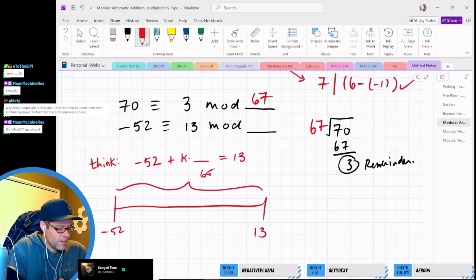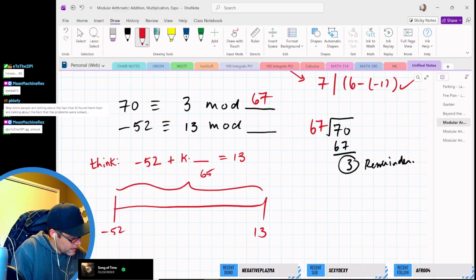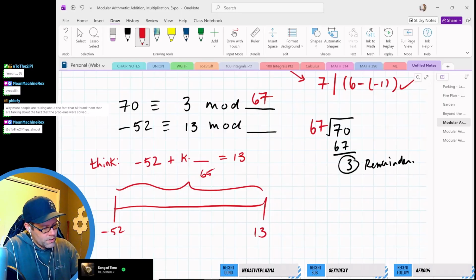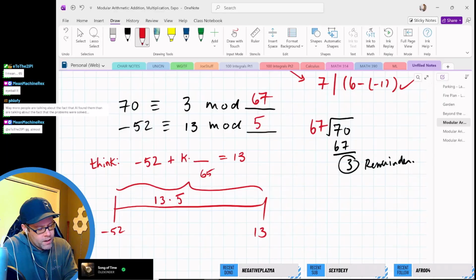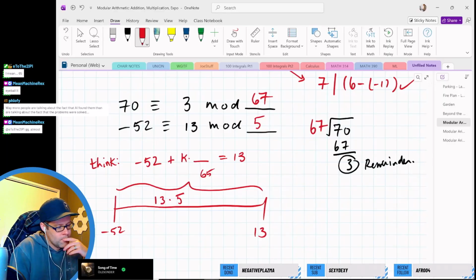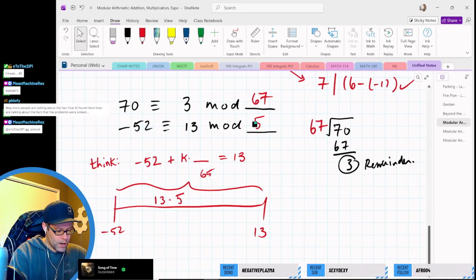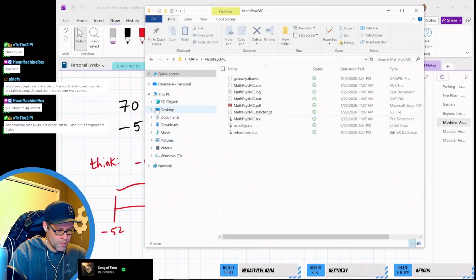Uh, 65 is divisible by 5. Is it divisible by anything else? So could we use 13s or 5s would be my question. Right? Like, can I use mod 5 here? Right? Like, I think I can take negative 52 and I can add 13 groups of 5, and that would get me to 13. So actually, what I might do is I might pull up my calculator here too.